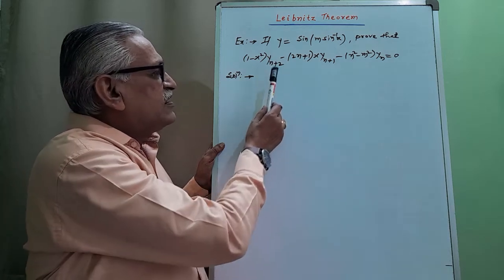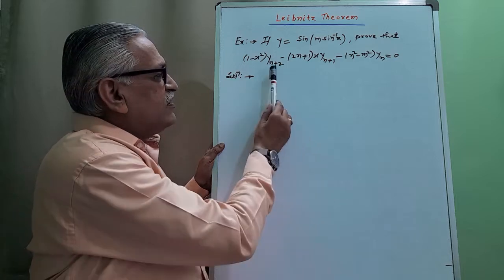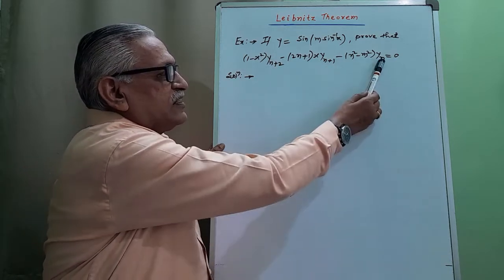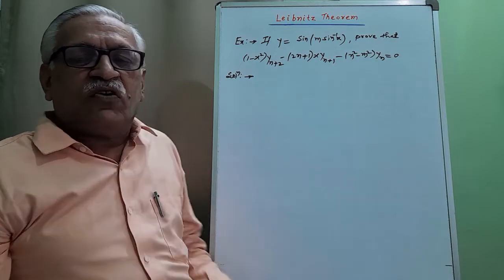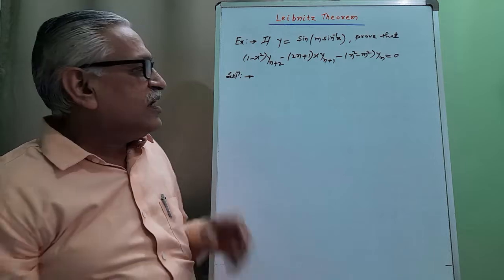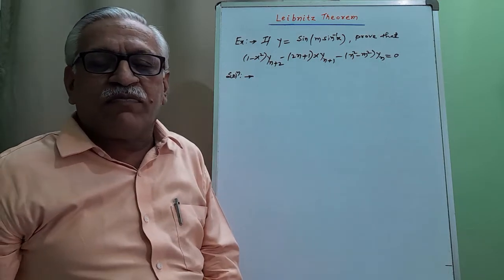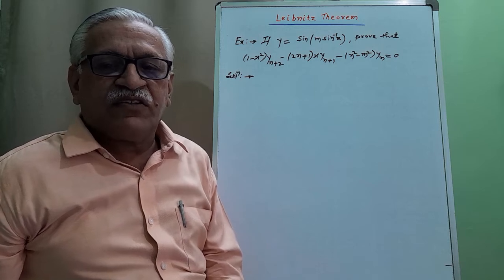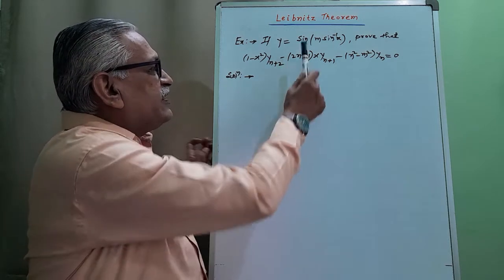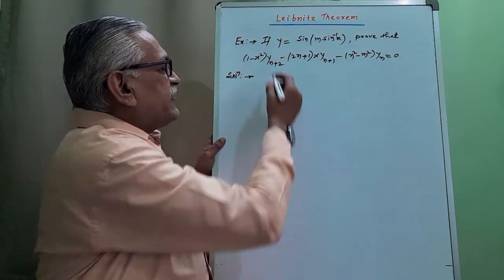Once again, if we observe the terms of derivatives of y, the first one is y_(n+2), the second one is y_(n+1), and the third is y_n. All the derivatives are in decreasing order, and whenever we find such type of term, it is a problem of Leibniz theorem. We have to identify it by its nature, and after identifying that it is a problem of Leibniz theorem, we try to apply that technique.